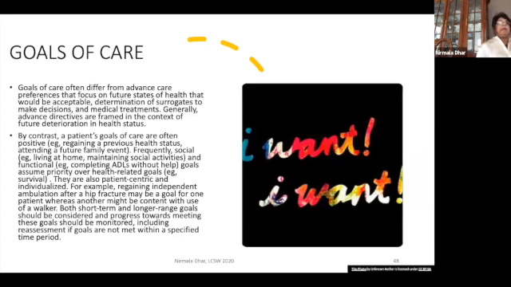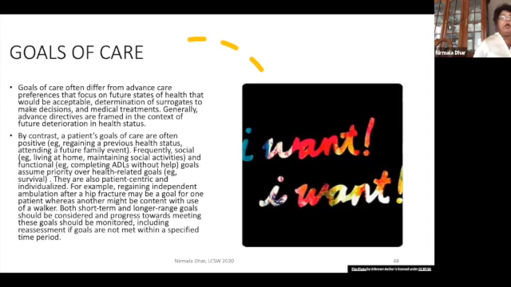By contrast, a patient, consumer, client's goals of care are often positive. For example, regaining a previous health status, attending a future family event, frequently social, living at home, maintaining social activities, and functional, completing my ADLs, being able to walk outdoors. And they assume priority over health-related goals, such as just surviving. They're also patient or client-centric and individualized.